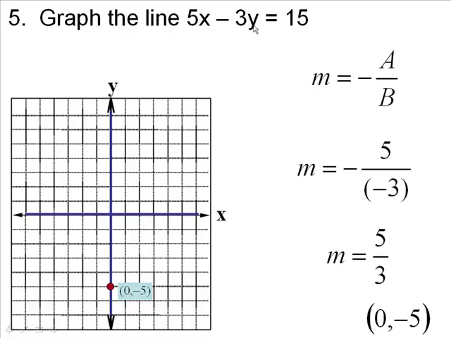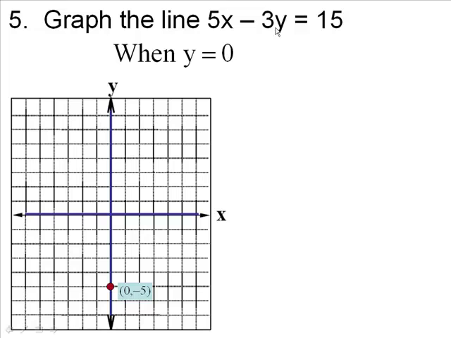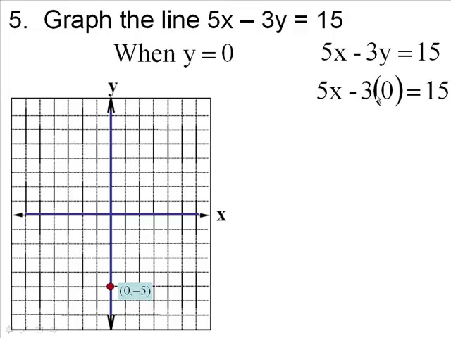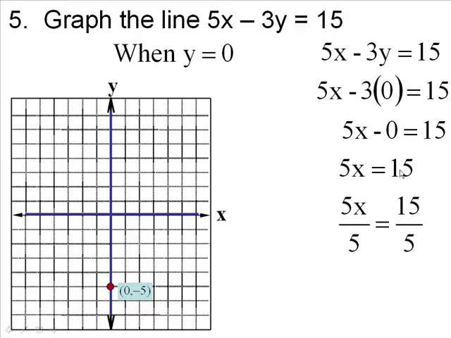Well, let's plug in 0 for y. Okay? Put 0 in there for the y and see what x is going to be. We're going to have 5x minus 3y is 15. Put in 0 for the y. And minus 3 times 0, you're going to have 5x minus 0. 3 times 0 is 0. Then you're going to have 5x is 15. Then x is going to be, you're going to divide both sides by 5. x is going to be 3.